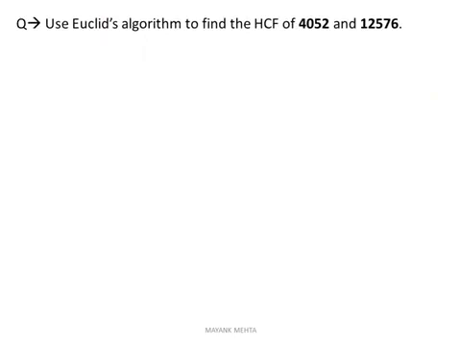Now use Euclid's algorithm to find the HCF. This is a very important application of Euclid's division lemma that you will need, to find the HCF of two numbers. One number is 4052 and another number is 12576. First, of these two, the larger number we take as a and the smaller number we take as b. So the larger number is 12576.